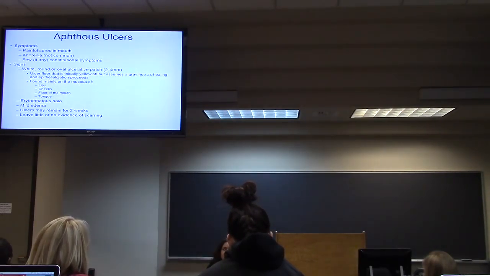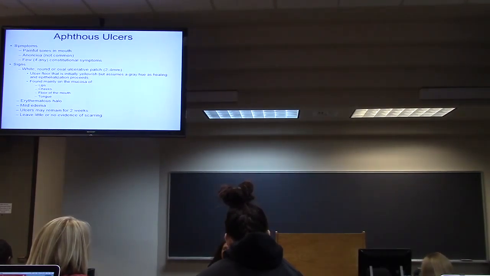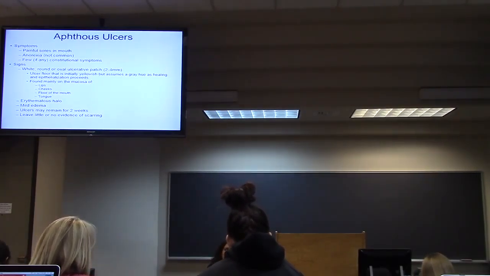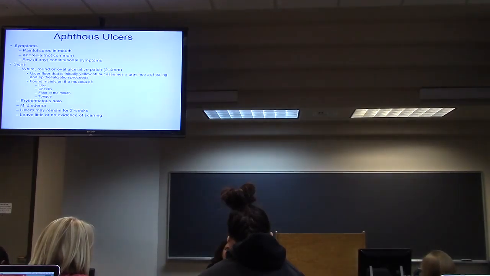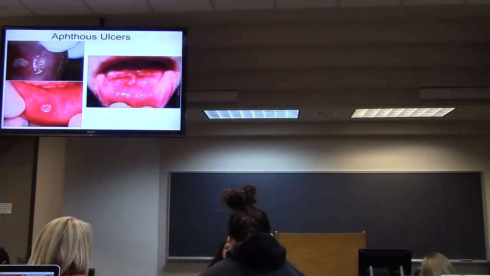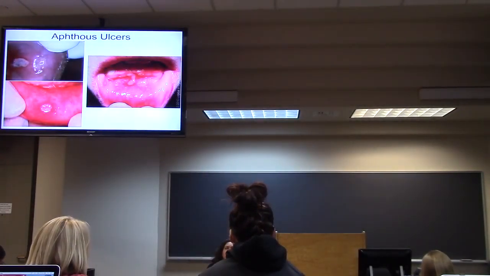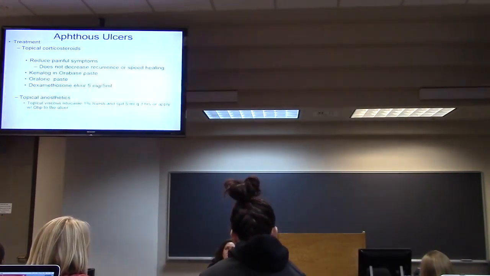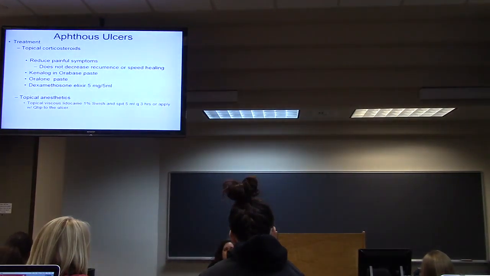Painful sores, anorexia, that's not common. Most people are still eating. But they're white, they're round, they have kind of a red halo around the outside. And it can last for up to 2 weeks. That's what an aphthous ulcer looks like there. I'll probably have those. You really just, people need to suck it up and it's going to go away.